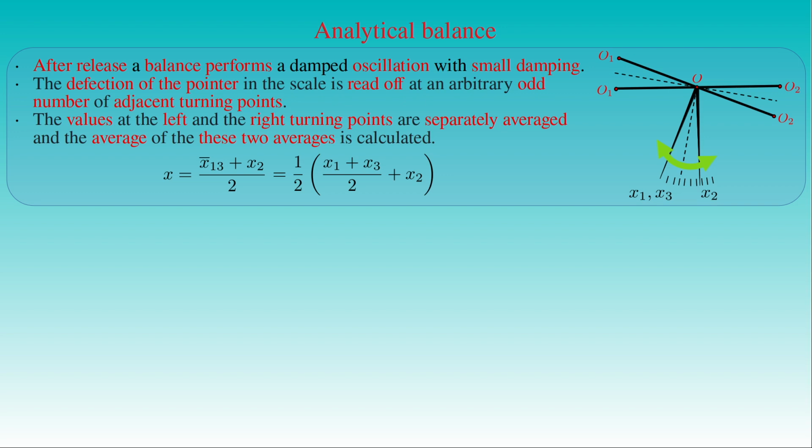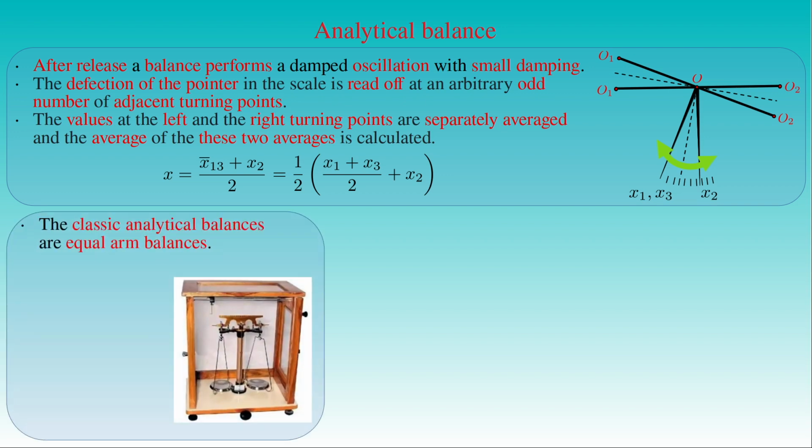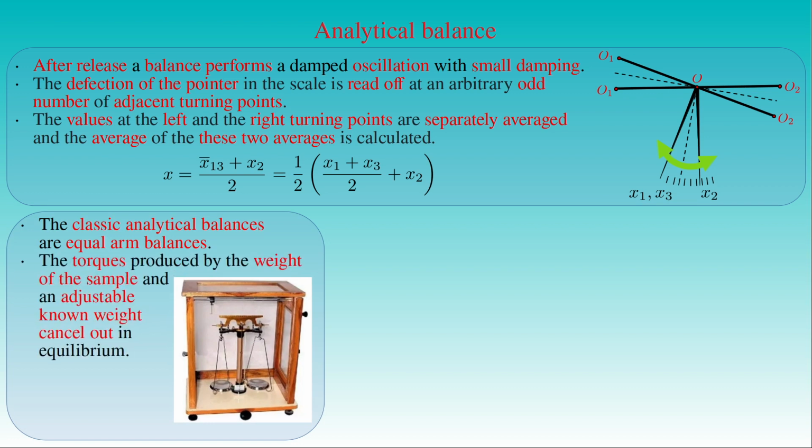We have seen that classical analytical balances are equal arm balances, where the torque produced by the weight of the sample on one side of the balance and the torque produced by an adjustable known weight on the other side cancel each other out in equilibrium. Then we can determine the mass of the sample from the deflection of the pointer of the balance and the known weight used for the measurement.